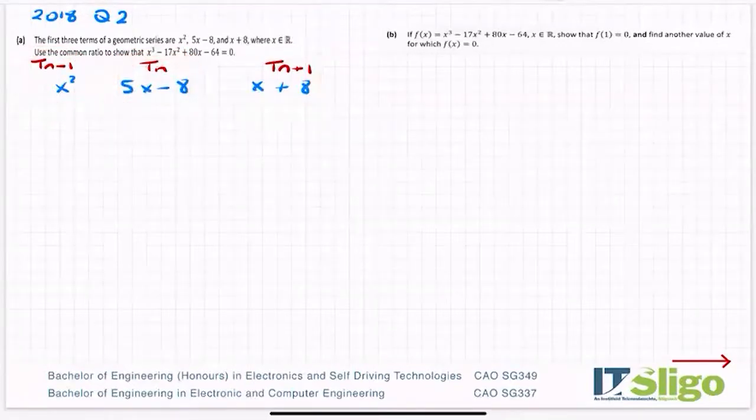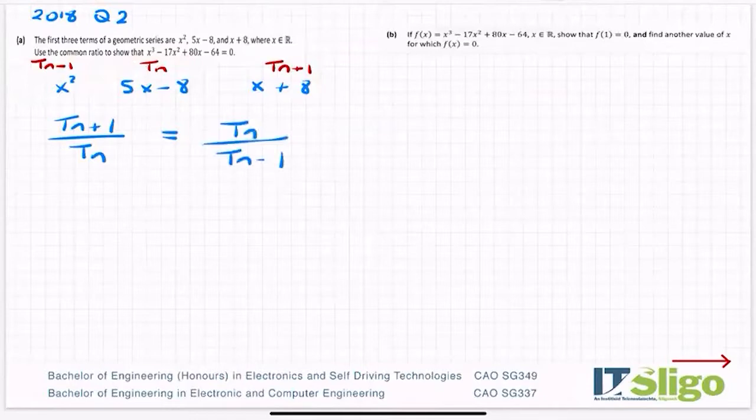Okay, so you can say that Tn plus 1 over Tn is equal to Tn over Tn minus 1. Okay, that's what a common ratio means.